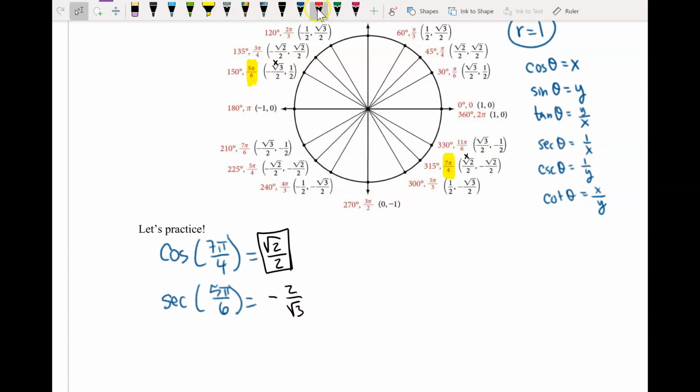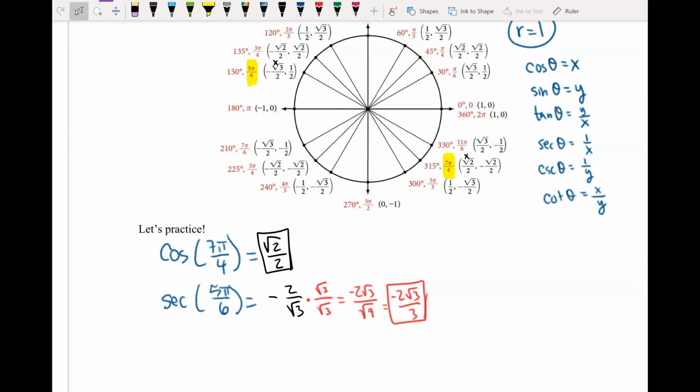One way that you can make it a little nicer is by rationalizing, so multiplying it by the square root of 3 on the top and the bottom. So you get negative 2 square root of 3. Square root of 3 times square root of 3 gives me square root of 9. So this gives me negative 2 square root of 3 over 3. So that's just another way to do it. Okay, let's just do a couple more.